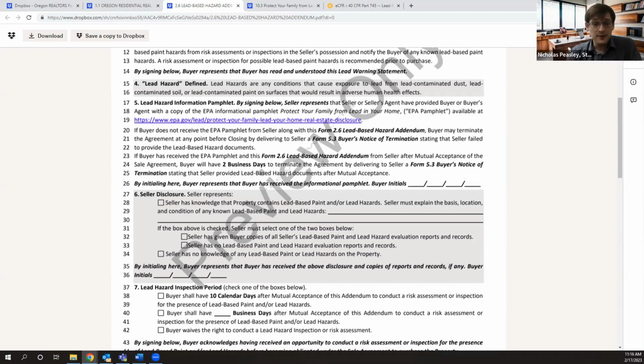If the buyer does not terminate within those 2 business days, their right has sunset and they do not have a right to terminate anymore. So it's a use it or lose it right to terminate if you get the documents late.